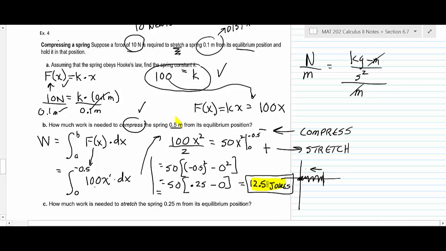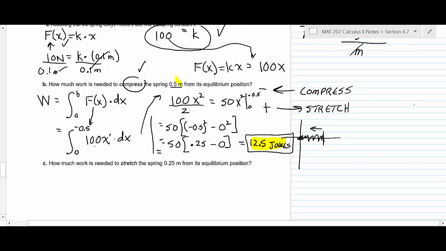Now, when you do your problems, the integrals aren't going to be that big of a deal. It's more the concepts that you're learning. So if you're compressing, be sure that you use a negative. You're always going to start at 0 if you're starting at the equilibrium point. Does that make sense?